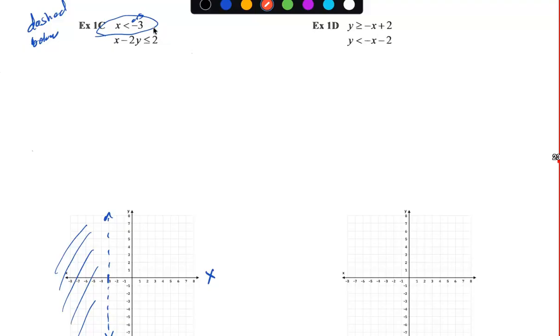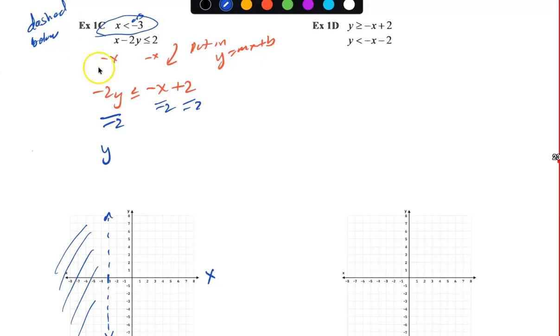Okay, the bottom one here, if you notice, it's not in y equals mx plus b form. So first we have to move it. So let's subtract the x from both sides. So you get -2y is less than -x plus 2. And then we're going to divide by -2. Keep in mind we divided by a negative, so we have to switch the inequality. Anytime you multiply or divide by negative, you got to switch the inequality.